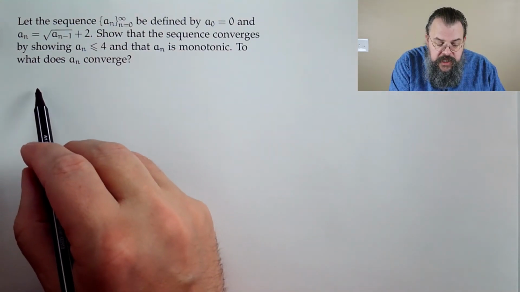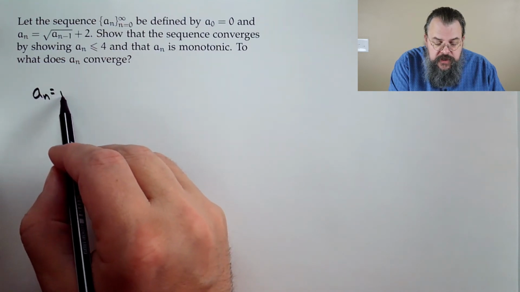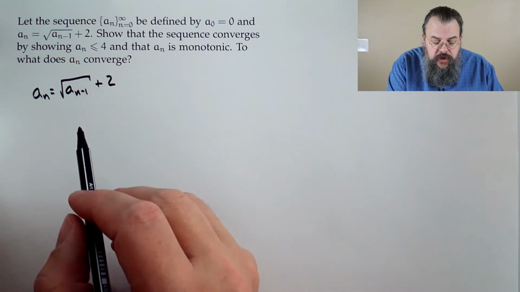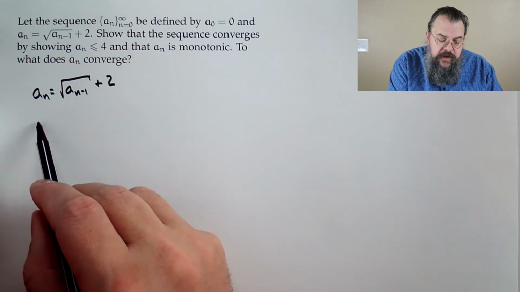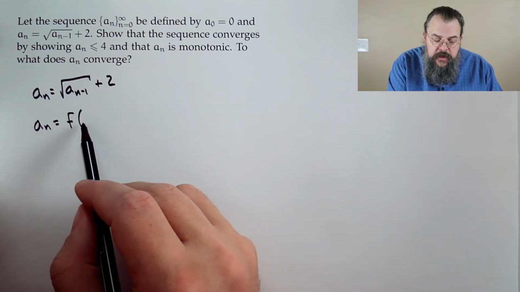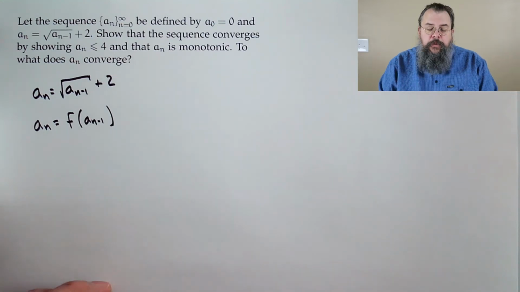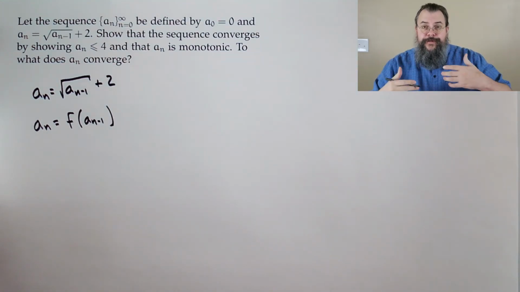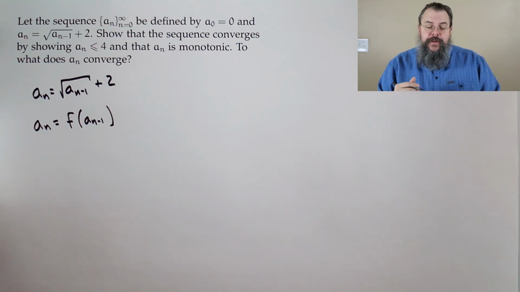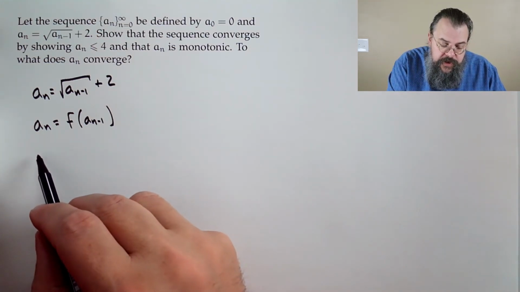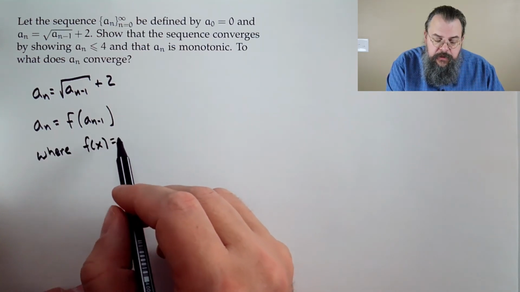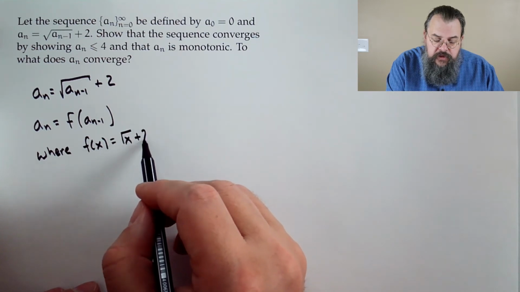Namely, look at our sequence. We have a sub n, which is the square root of a sub n minus 1 plus 2. So I can think of this in the following way: a sub n depends on the previous term. Whatever the previous term is, there's some rule, also known as a function, which gives me the current term. Now the question is, what is this function? Well, it's the function where f of x equals the square root of x plus 2.